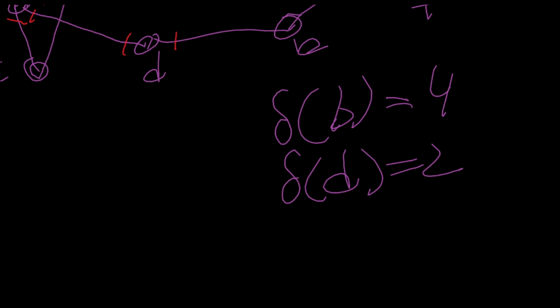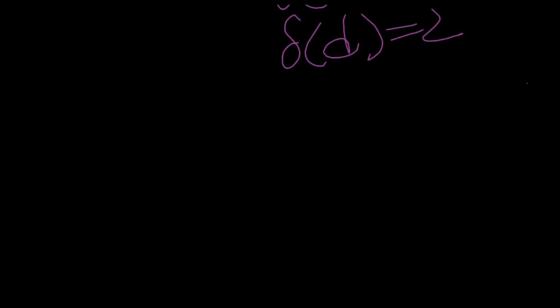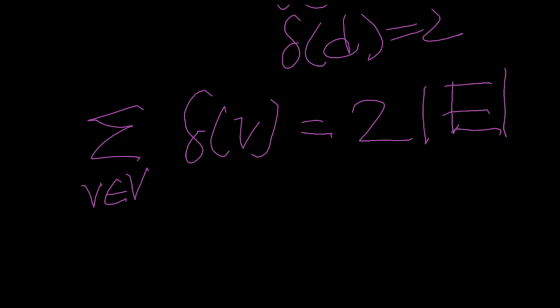Now let's move on to what's known as the handshaking lemma. And the handshaking lemma says that the sum of the valence of every vertex of the vertex set is equal to 2 times the amount of edges a graph has.